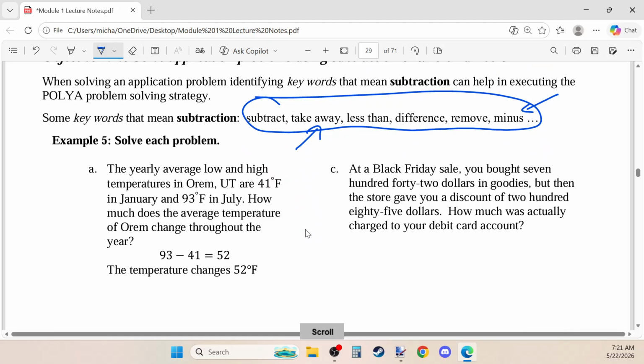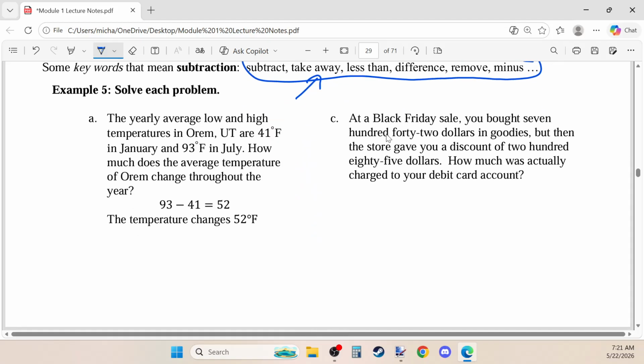So these will all be subtraction problems. At a Black Friday sale, you bought $742 in goodies, but then the store gave you a discount of $285. How much was actually charged to your debit account? So here we have 742 is how much you spent. 285 is the money they gave you back with the discount. So if you are spending and then getting money back, you're going to subtract 742 minus 285.